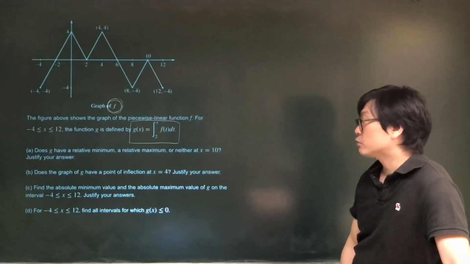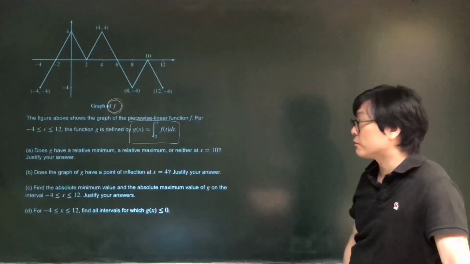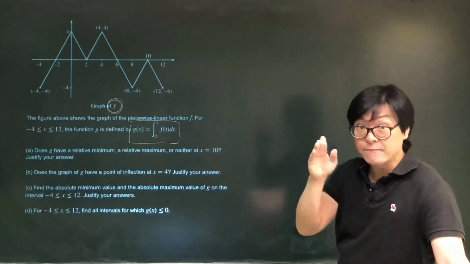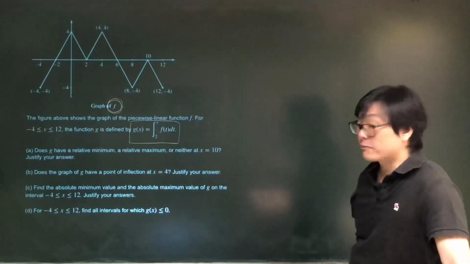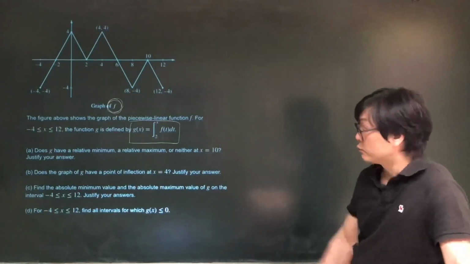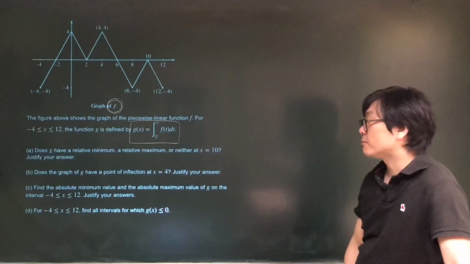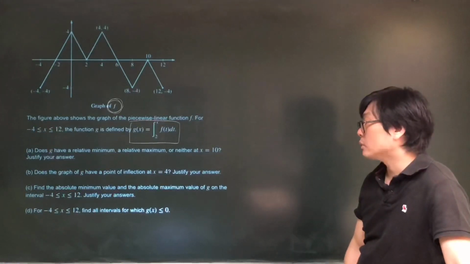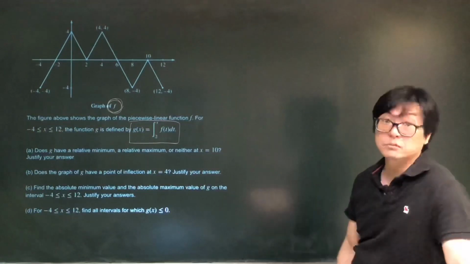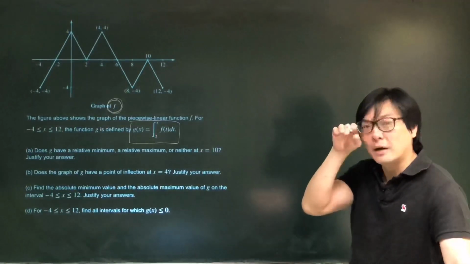C: find the absolute minimum value and absolute maximum value. Same thing, similar to the previous question. To find the absolute maximum and absolute minimum, we have to check the g prime value, and we will check the endpoint values. To get the actual value, we need to calculate g itself, which is the integration of this f of x. D: from -4 to 12, we need to find all intervals for which g of x is negative. We just need to find out when the graph of g of x is below the x-axis.